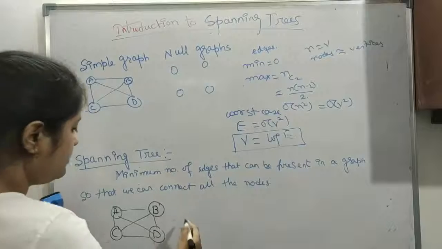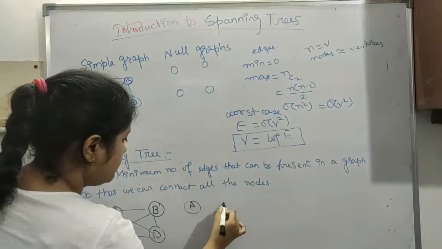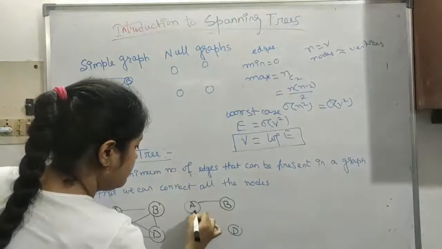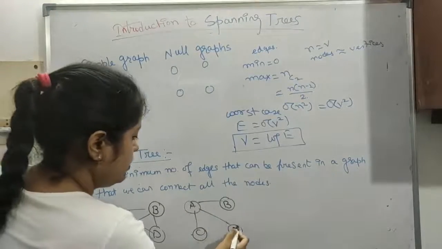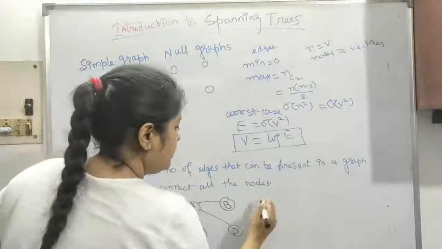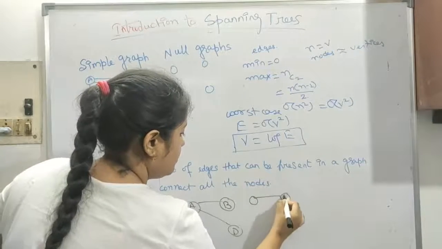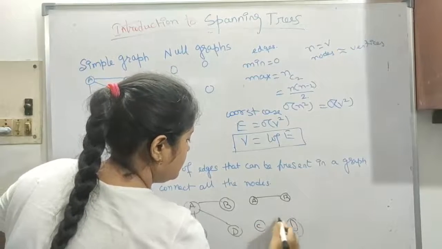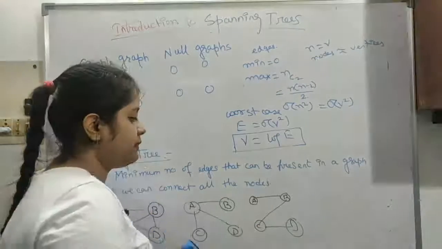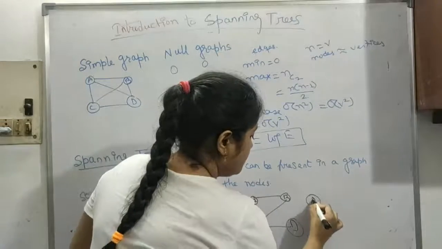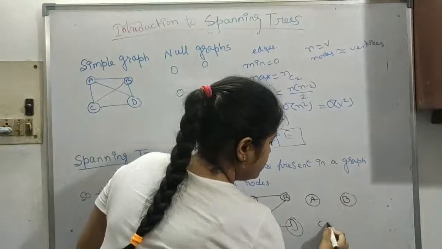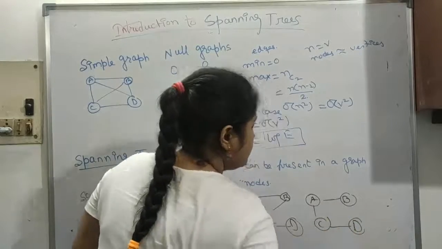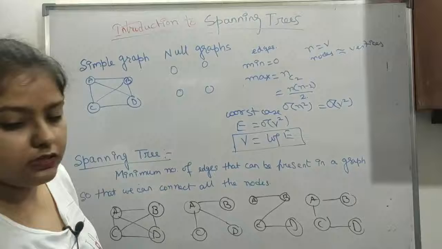So here let's say this can be our spanning tree, A, B. First put all the nodes. This can be our spanning tree, or any arrangement like A, B, C, D. So this can also be our spanning tree. Like this, anything can be our spanning tree.